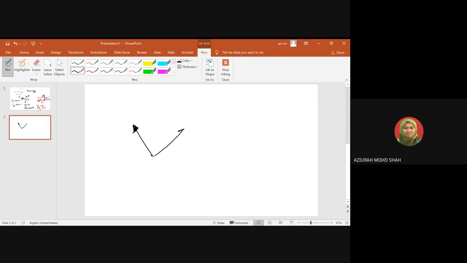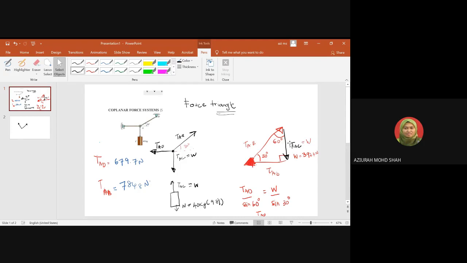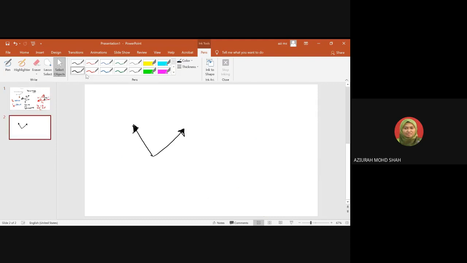Parallelogram is just involving two forces. We add two forces. For the first triangle, we add 3 forces and we know that the resultant force is equal to 0. This one, we only add 2 forces. From the 2 forces, we obtain a parallelogram. Then we get the resultant.